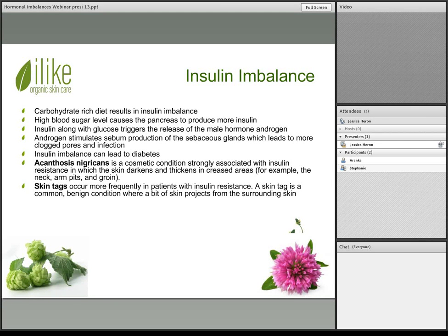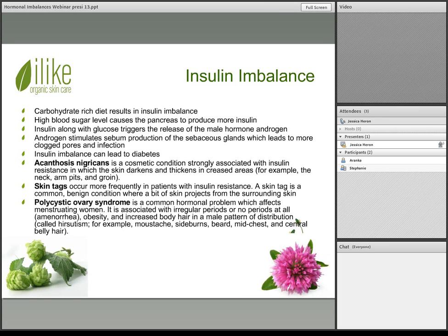Skin tags is another common skin condition that's related to insulin imbalance and can also occur more frequently in patients with insulin resistance. A skin tag is a common, benign condition where a bit of skin projects from the surrounding skin. And this can be very common, especially in darker skin tones.